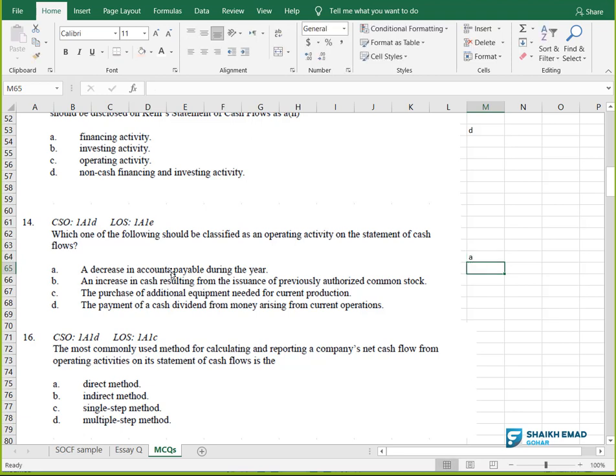An increase in cash resulting from issuing of shares, where will you take it? Option B, where will it go? Financing, very nice. What about option C? They say purchase of additional equipment, where will it go? Investing, very nice. The payment of cash dividend, where will this go? Financing. Okay, good. That's why the remaining three are not the answers. A is the answer.